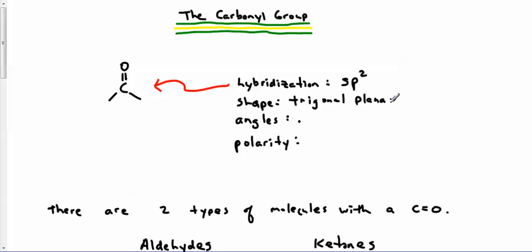In a trigonal planar molecule, the angles are 120 degrees. And is this thing polar? If I was to look at the electronegativity value on the periodic table for O and for C, I would see that this end would be slightly negative and this end would be slightly positive. So the answer here is yes.